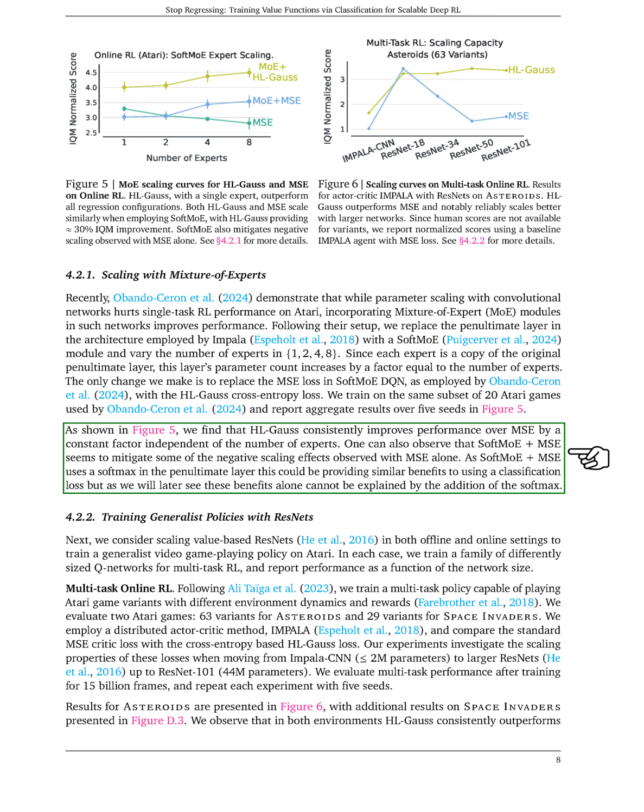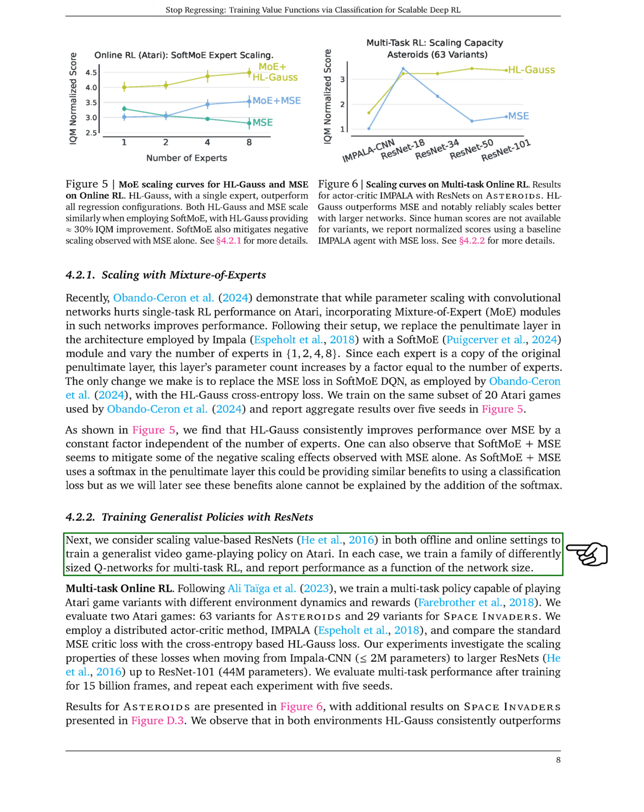Our findings, as illustrated in the referenced figure, indicate that the HL Gauss loss consistently enhances performance over the MSE loss by a constant factor, regardless of the number of experts involved. It's also worth noting that the combination of soft MoE with MSE appears to alleviate some of the negative impacts of scaling observed with MSE alone. This improvement might be attributed to the use of a softmax function in the penultimate layer, which could offer benefits similar to those provided by a classification loss. However, as we will discuss later, these benefits cannot be fully explained by the addition of the softmax function alone.